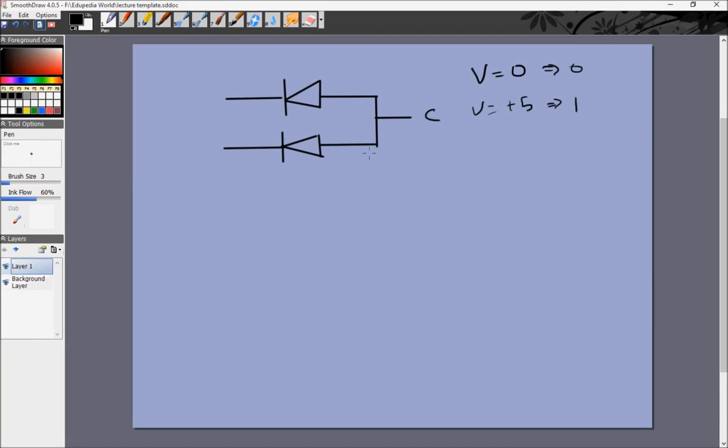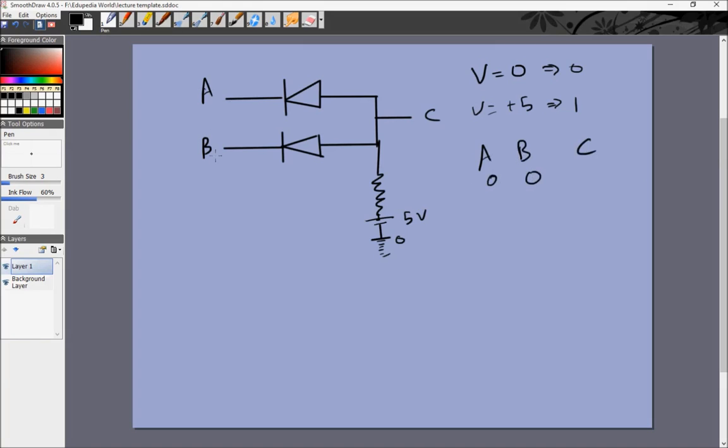This is C, and both of these are connected to a resistor, and the resistor is connected to a 5 volt battery, and the battery is connected to the ground. So this is 0 volts, this is 5 volts. This is A and B. What would happen if A and B both had a value of 0?